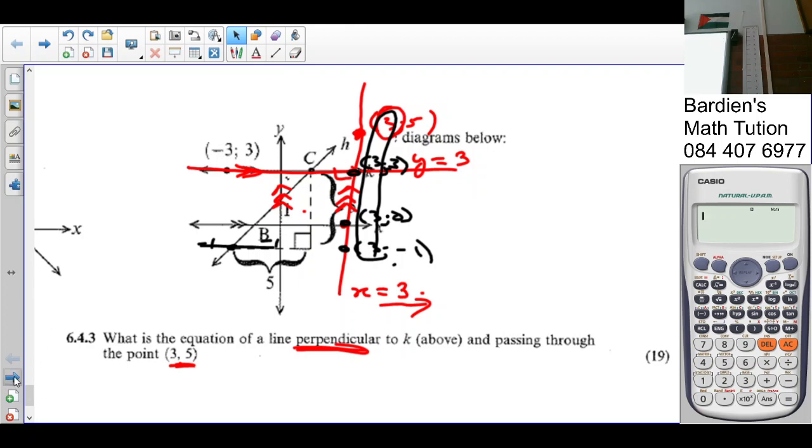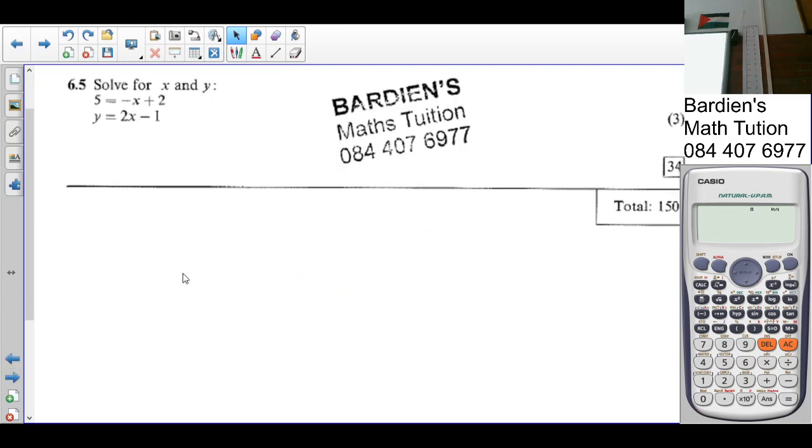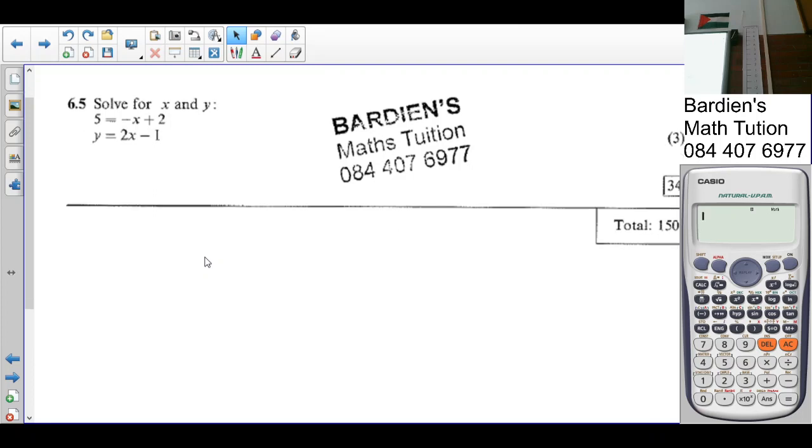And the last question says, solve for x and y, if 5 minus (x plus 2) is the one equation, and y is equal to 2x minus 1. So what needs to be done first then? What needs to be done first? Solve for x first.